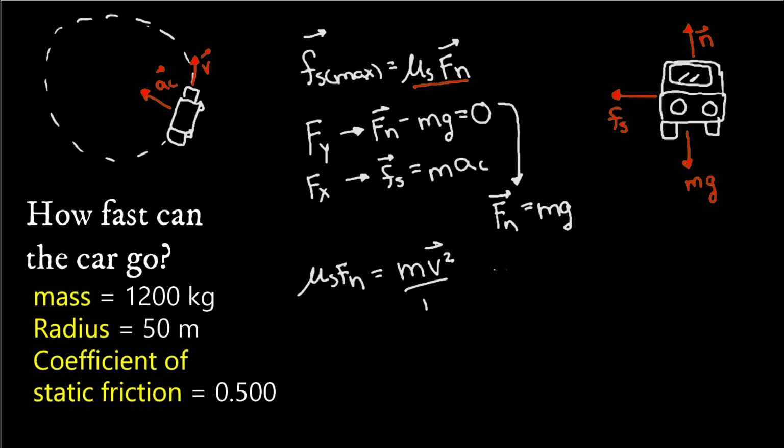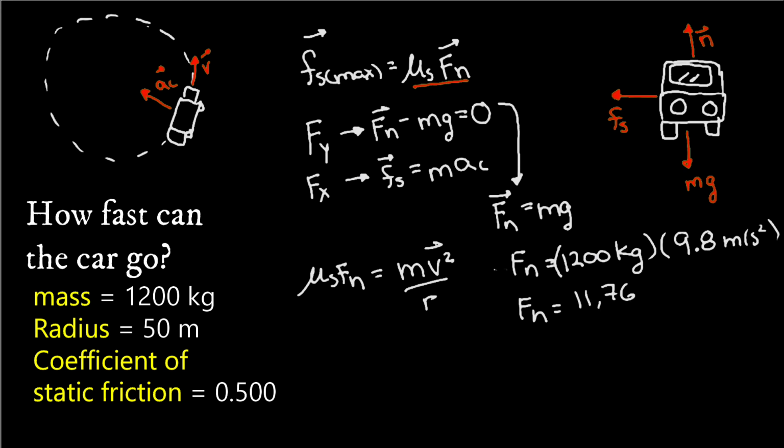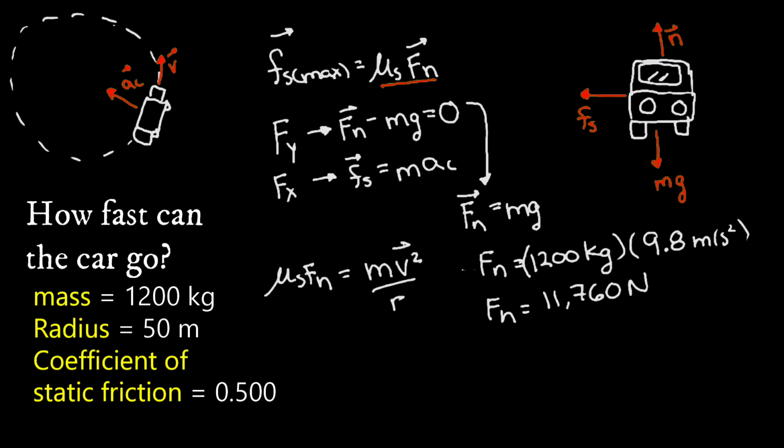Let's solve for the normal force. We know that mass is 1200 kilograms times 9.8 meters per second squared. That equals 11,760 newtons. Now that we have all of our variables except for the speed, we can just solve for speed by rearranging the equation.